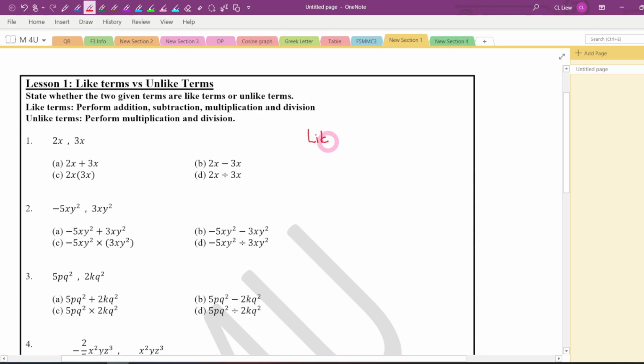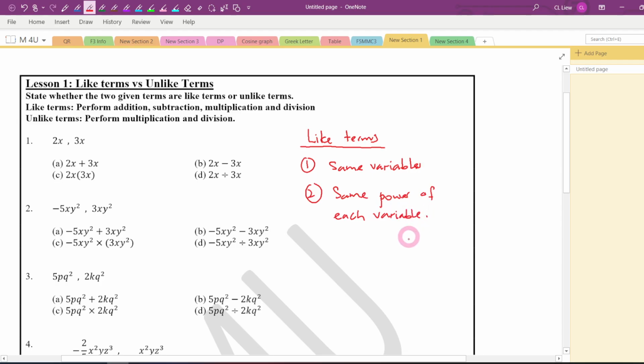For like terms, they need to fulfill these two conditions. The first one, same variable. And the second condition, the power of each variable are the same. Same power of each variable. What do I mean by this? Now let's look at a few examples so that you can understand it better.